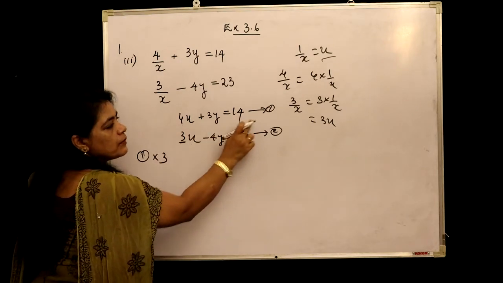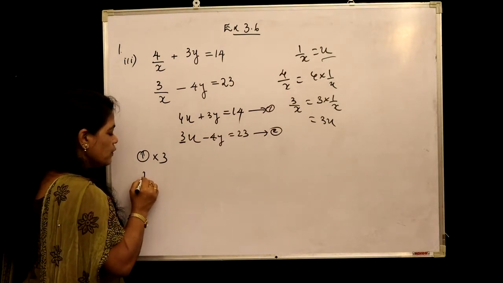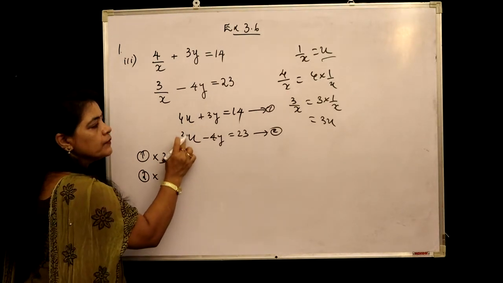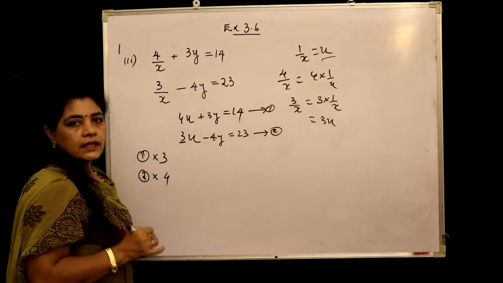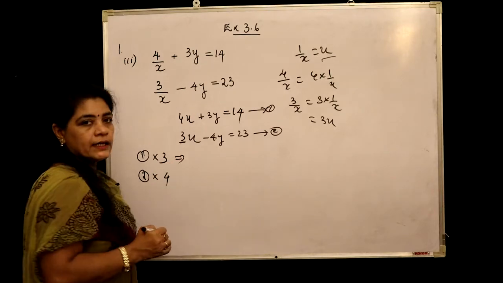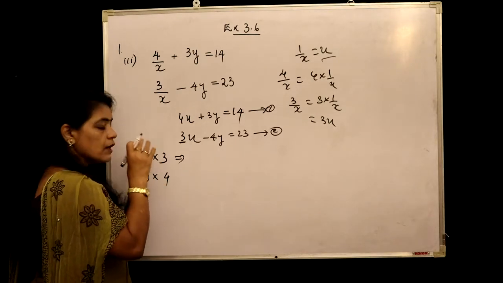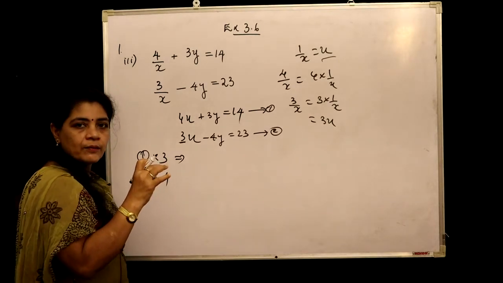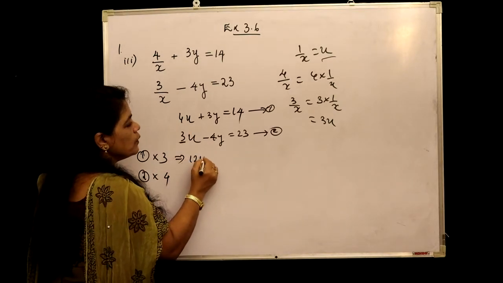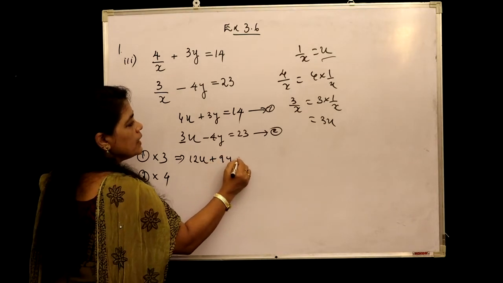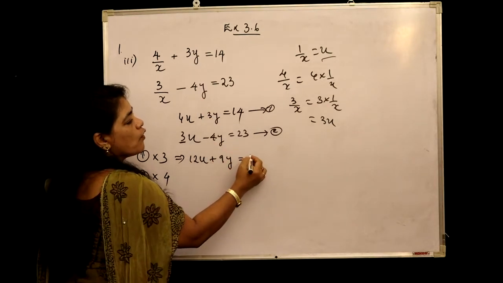So what happens after multiplying? 4 into 3, 12. And in the next step, equation 2 should be multiplied with the coefficient of u in the first equation, so 4. That is clear, children? Now we are going to multiply equation 1. This indicator you should write. Equation 1, the whole equation, should be multiplied with 3. So 4 3s are 12u plus 9y equal to 14 into 3, that is 42.